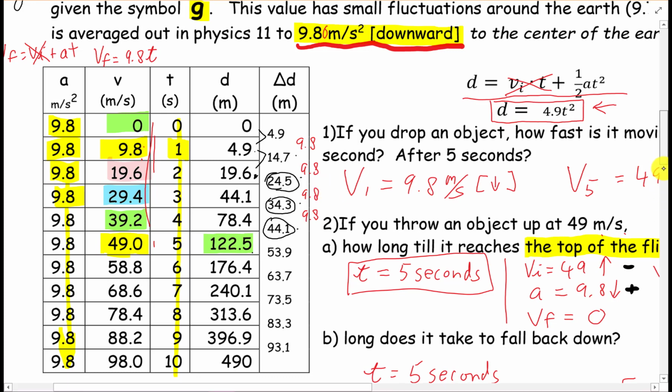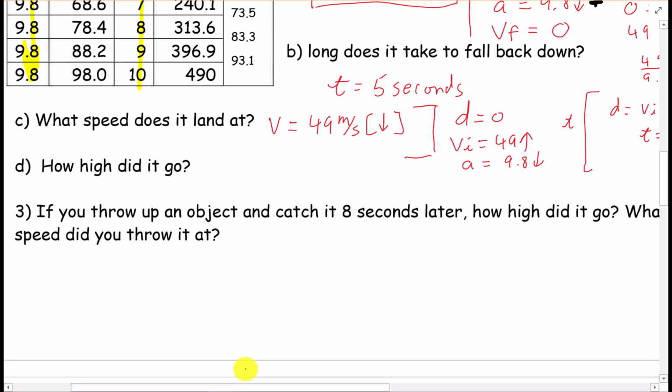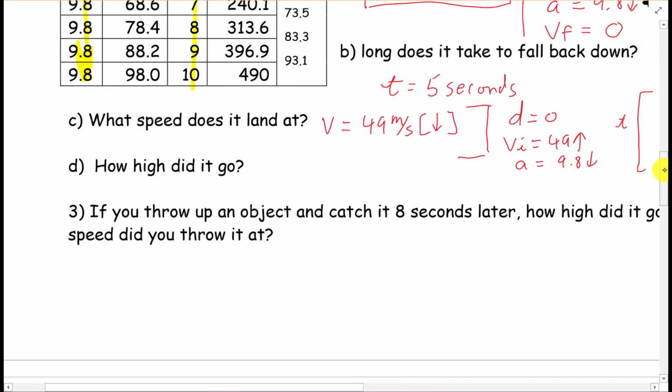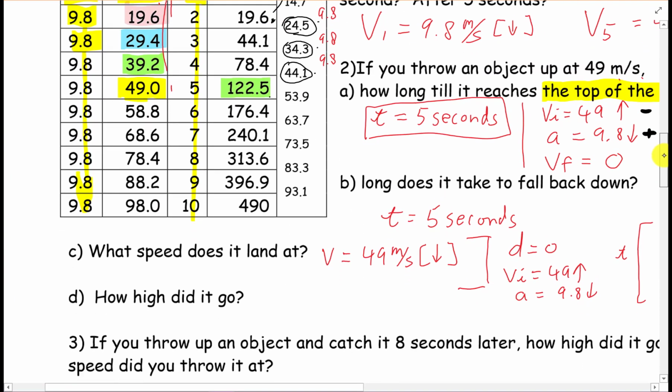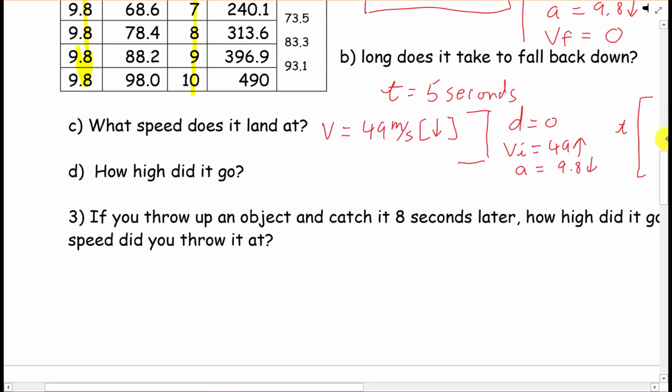Okay. Last but not least, let's take a look at if you throw an object up and catch it 8 seconds later, how high did it go, and what speed did you throw it at? Okay. So it goes up, stops, and comes back down.